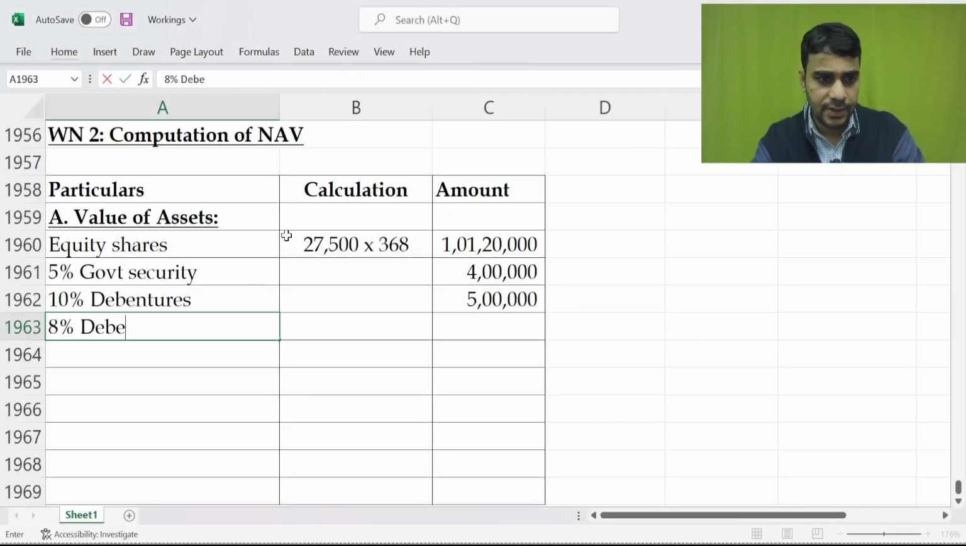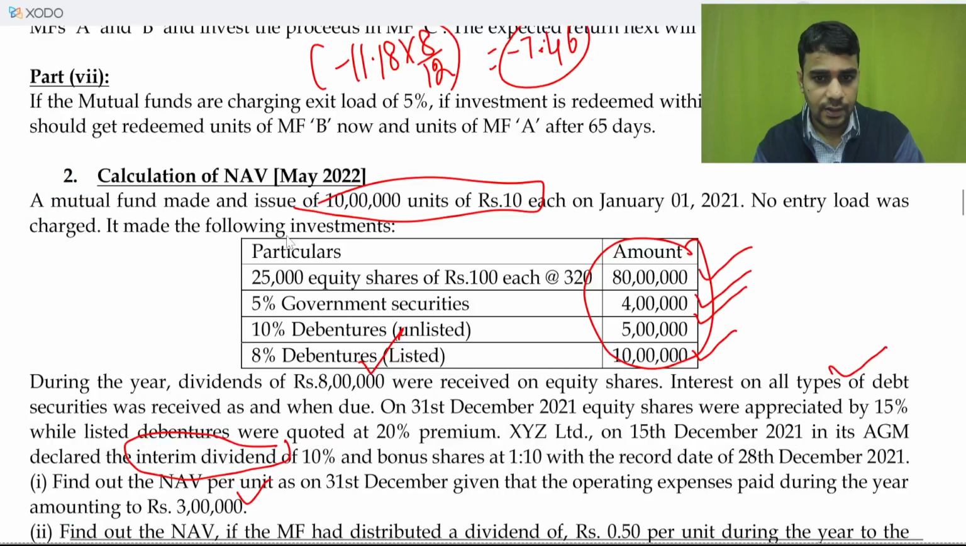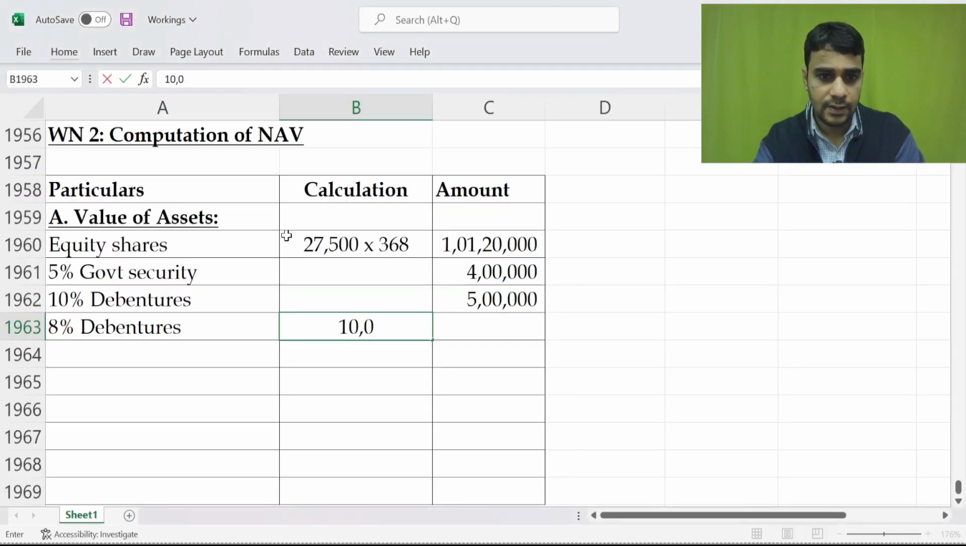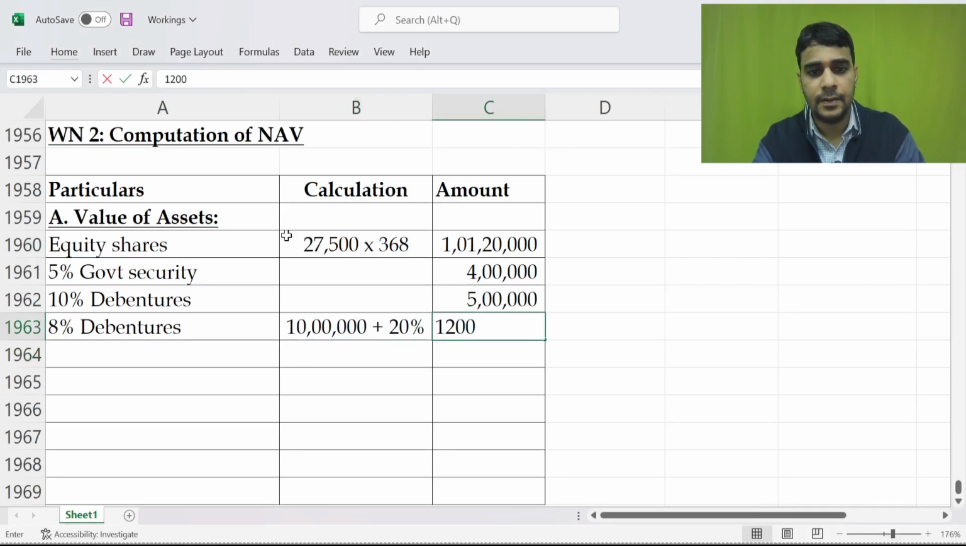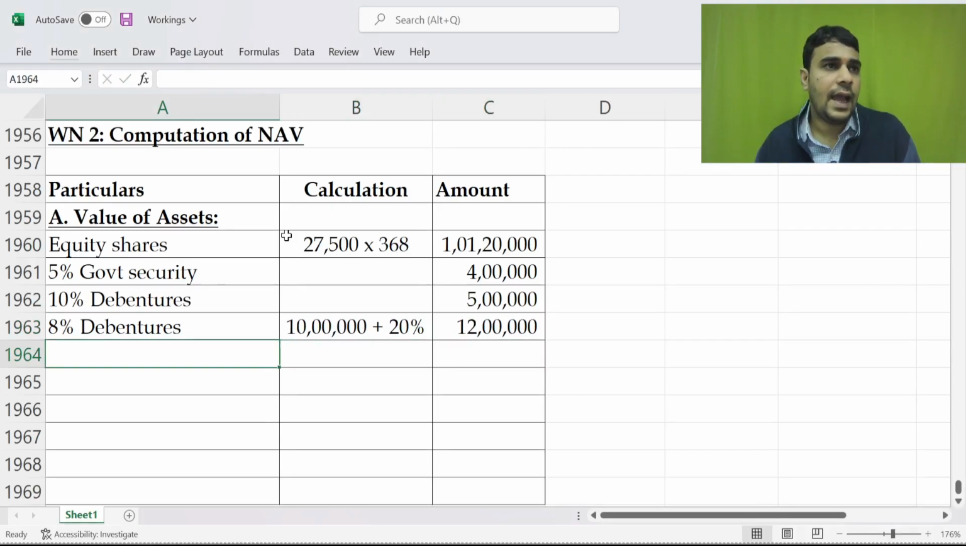8% debentures, anything mentioned? 20%? Okay, premium, so plus 20%. 10 lakh plus 20%. See, they can complicate things saying that debentures is paying an interest of 10%. People are expecting 5%. Life is 5 years and the value is at fair value. Then you'll have to do present value of future cash flows discounted at investors' required rate of return.